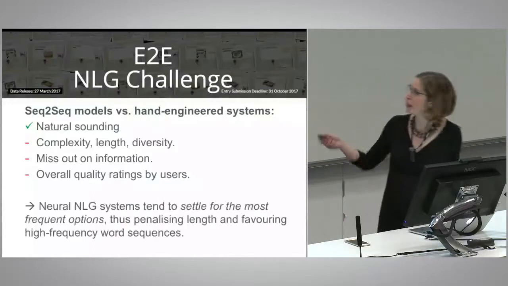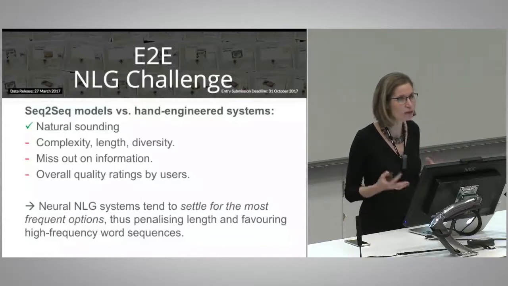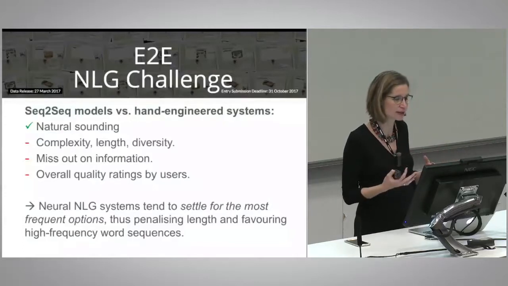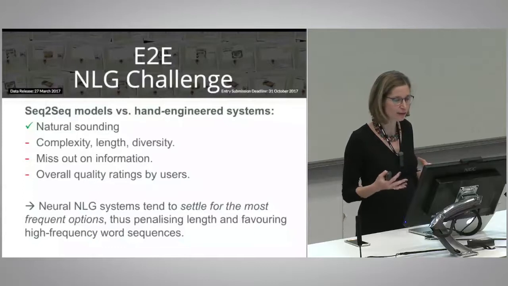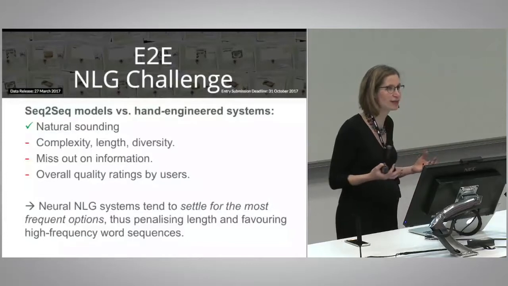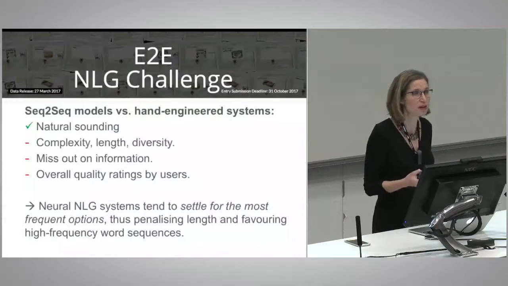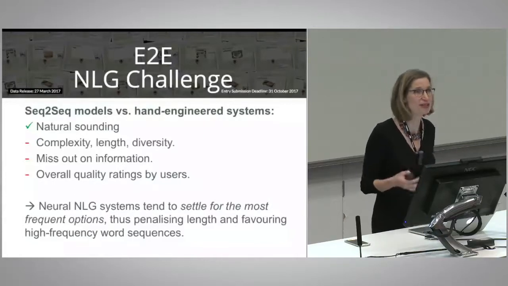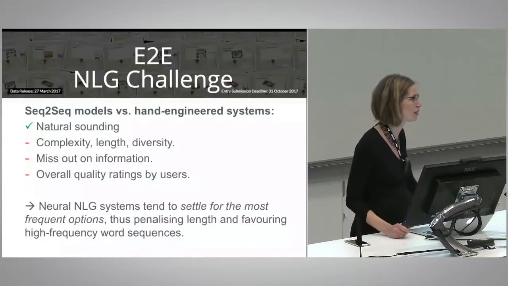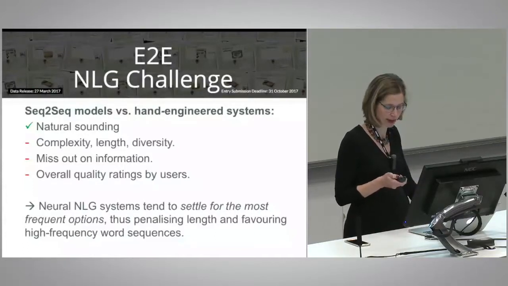So the reason for this is that these neural systems tend to settle for the most frequent option. So by learning from these data sets, they extract frequencies and they penalize length in favoring high-frequency word sequences. So for example, if you've got a large data set and the users very often say things like, I don't know, or okay, then your system will learn just to say these very boring, repetitive things without actually giving you much information. So that's not much you can control with these neural methods.